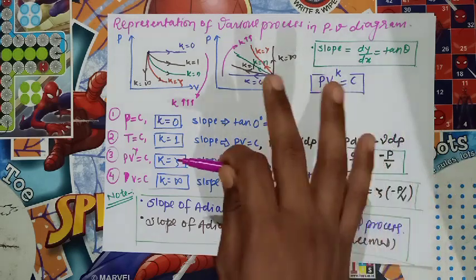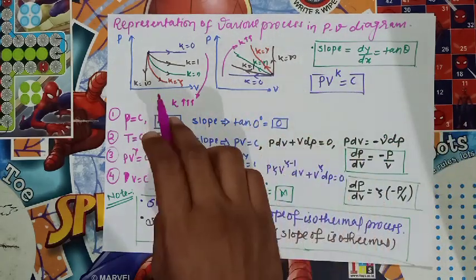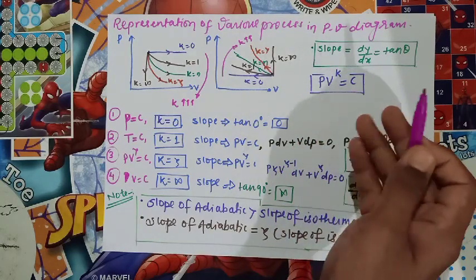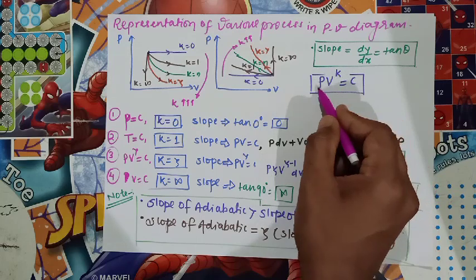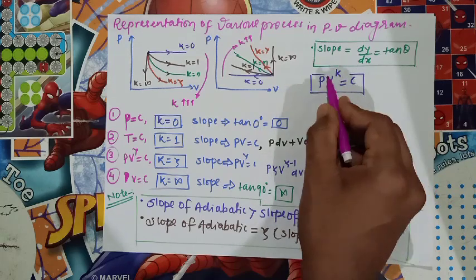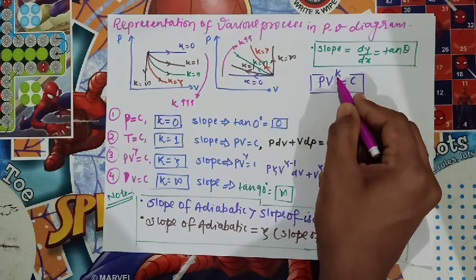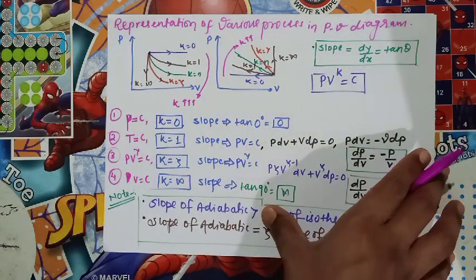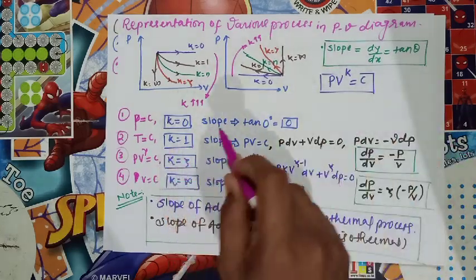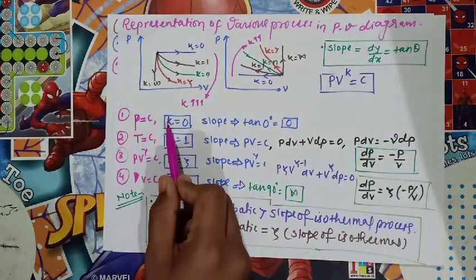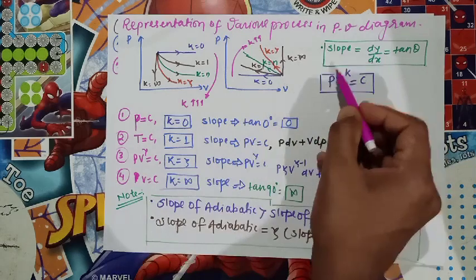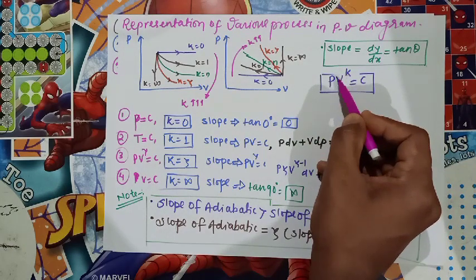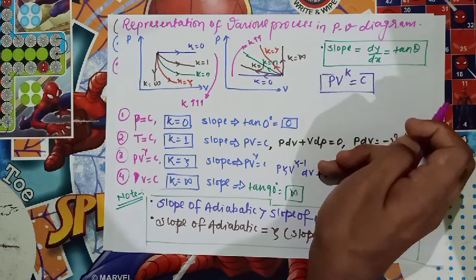Okay, so all the processes can be represented in a PV diagram, and all the processes can be given as an equation like PV to the power k equal to constant. So in this case, by varying this value of k, we can get all the processes which we have discussed earlier. Okay, let's see. So if our k value is 0, which means V to the power 0 is 1, it means pressure is equal to what? Constant.